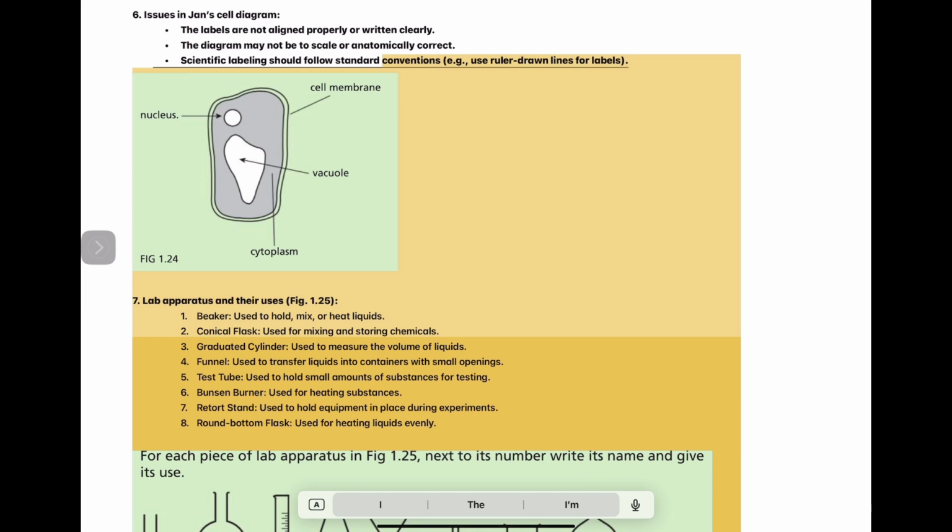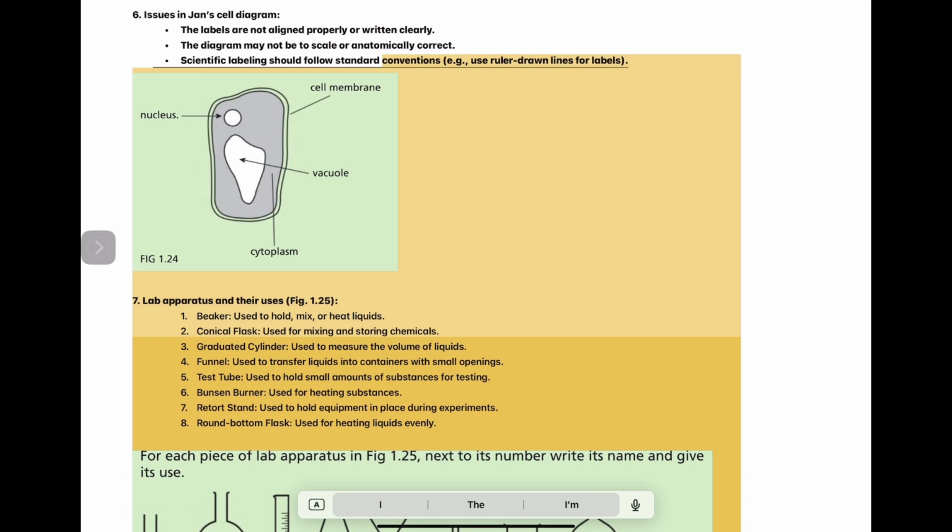5. Test tube, used to hold small amounts of substances for testing. 6. Bunsen burner, used for heating substances. 7. Retort stand, used to hold equipment in place during experiments. 8. Round bottom flask, used for heating liquids evenly.